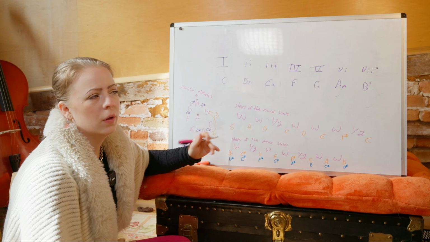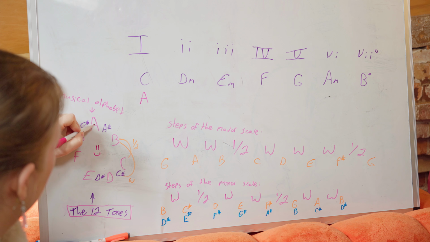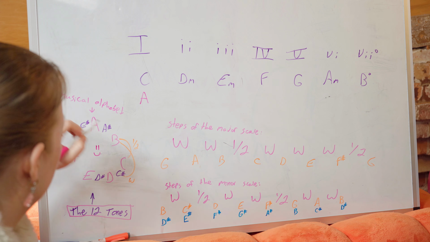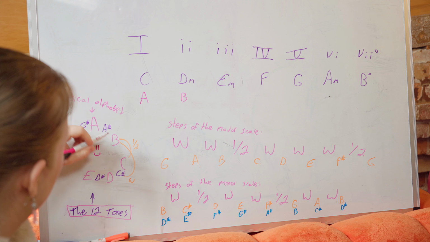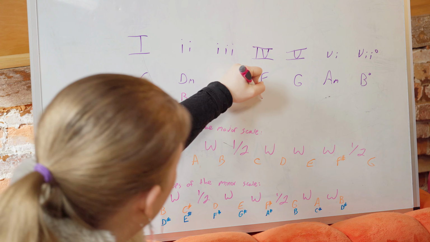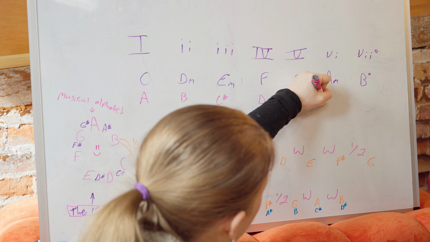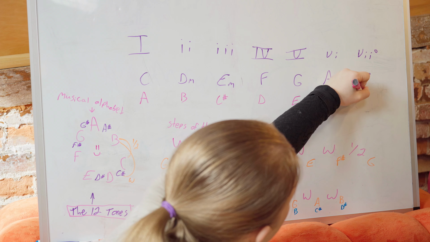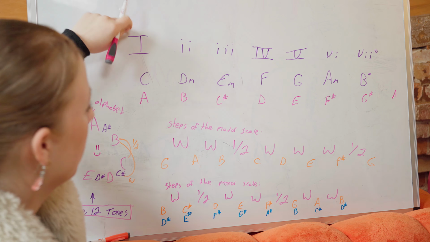Let's do an example. Let's say I want to do a song in the key of A. A is 1. Using the steps of the major scale, I'm going to move through and figure out the rest of my notes. The first whole step means B is 2. Next whole step, C sharp, is 3. Half step to D is 4. Whole step to E is 5. Whole step to F sharp is 6. Whole step to G sharp is 7. And then our final half step starts over at A.